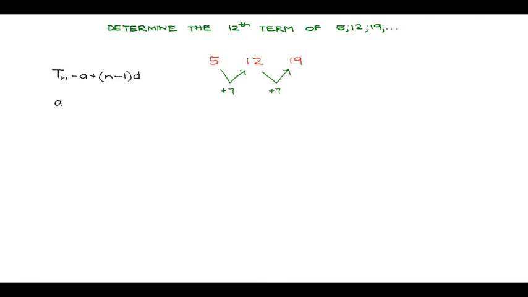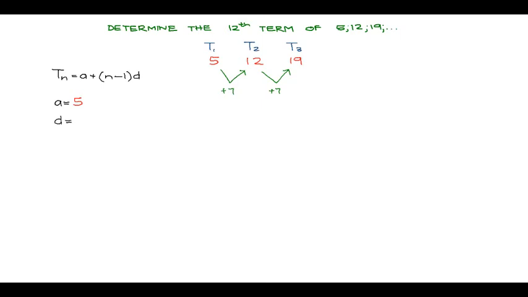Starting at A, that is the value of the first term. Let's have a quick look. What terms do we have here? T1, which stands for term 1, has a value of 5. Term 2 has a value of 12, and term 3 has a value of 19. So in this case, A, remember, is the value of the first term, so A is equal to 5. Brilliant.